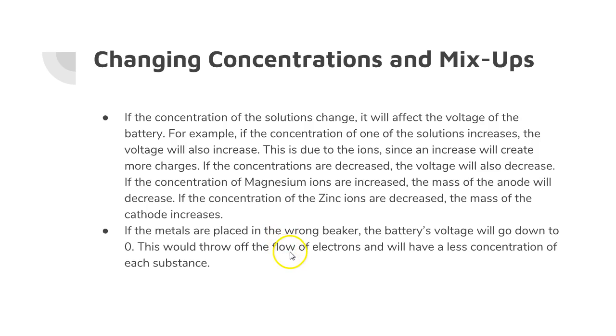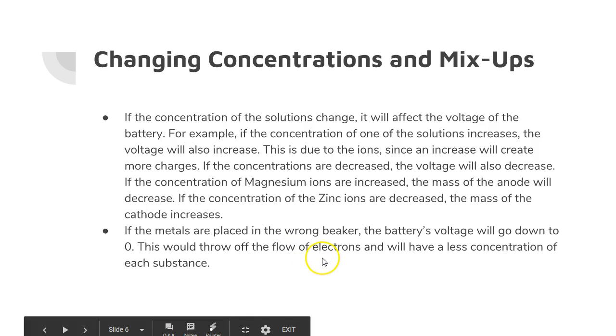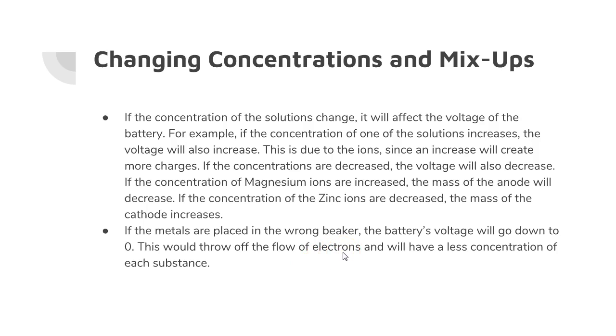Now, if the metals are placed in the wrong beaker, the battery's voltage will go down to 0, and this will throw off the flow of electrons and will have a less concentration of each substance.